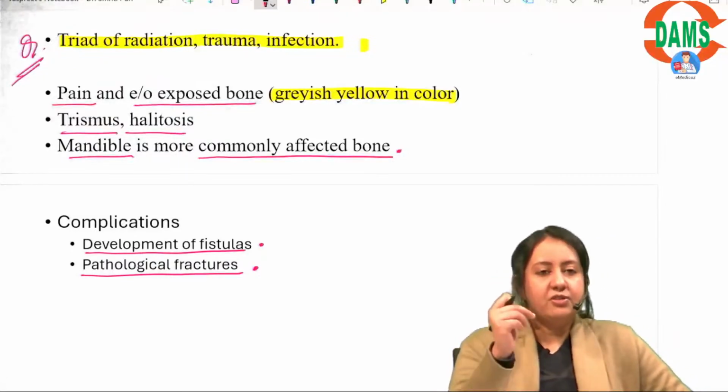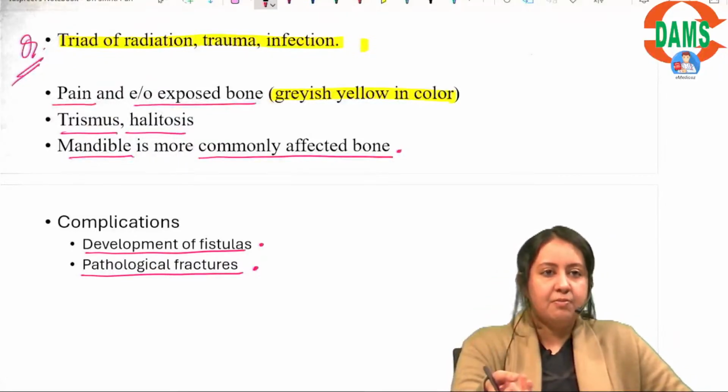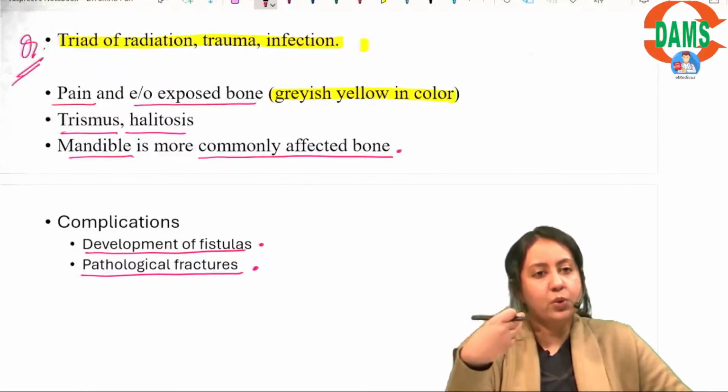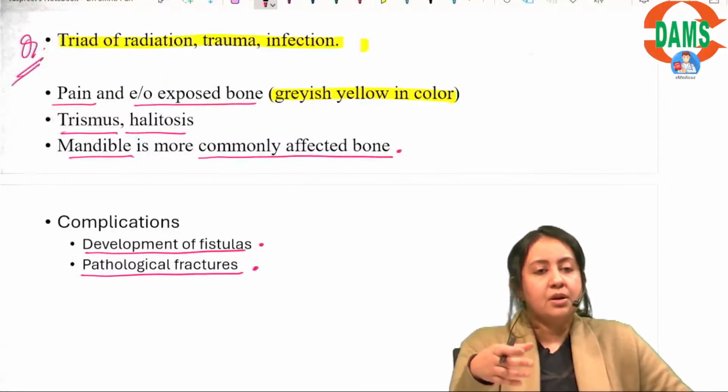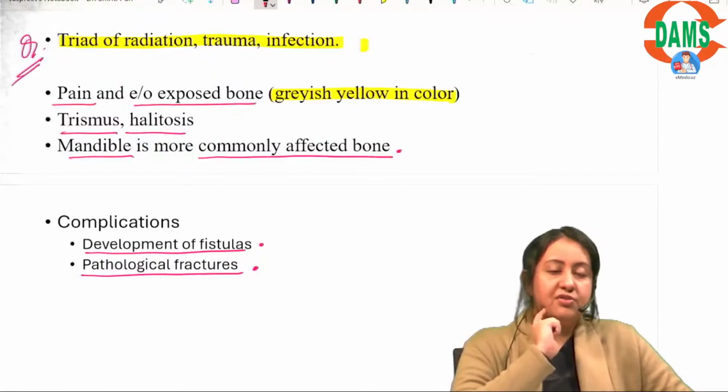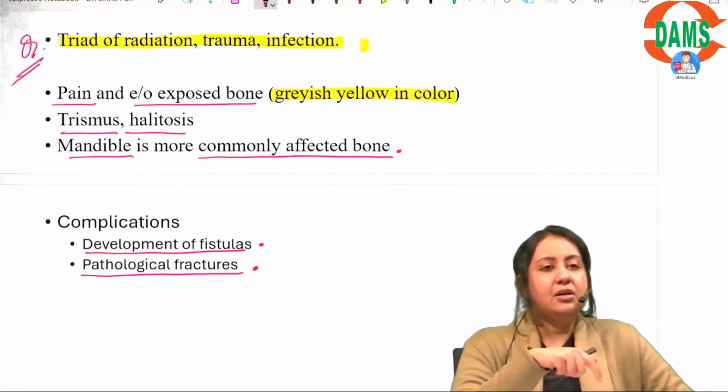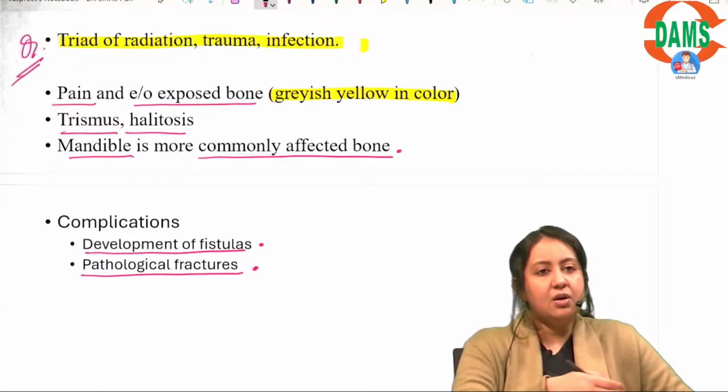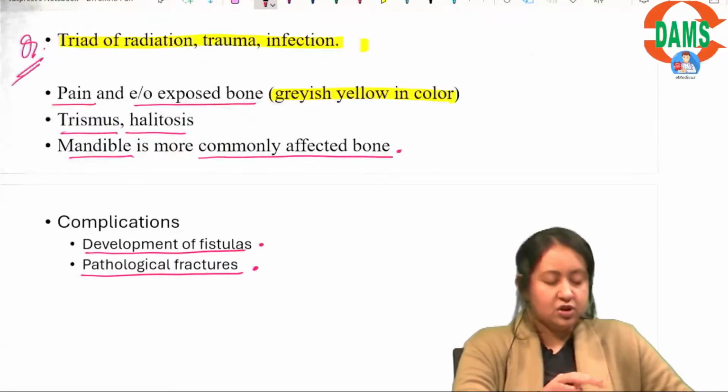So they can develop fistula. The fistula can maybe drain pus, or there can be some fluid discharge from the fistula. So there will be an extraoral fistula that can develop. The fistula will have a direct communication with the bone at the site of osteoradionecrosis, and also due to weakening of the bone due to hypovascularity, hypocellularity, there can be a pathological fracture.